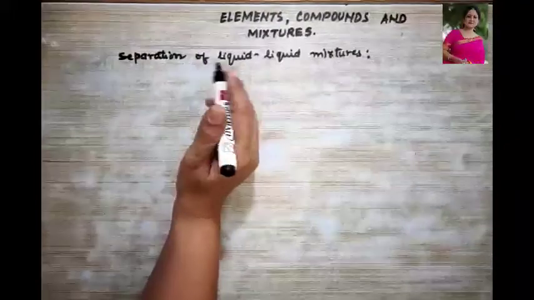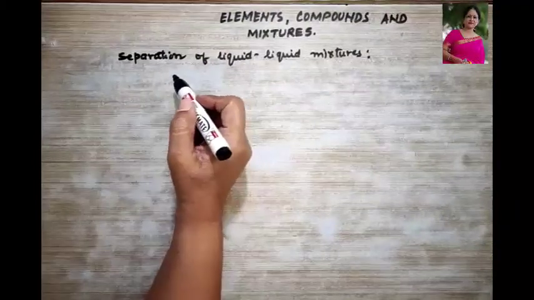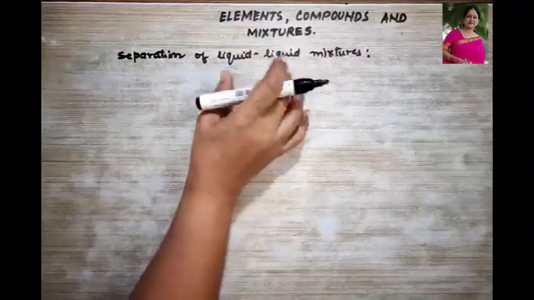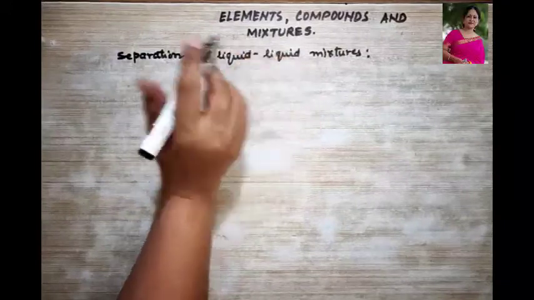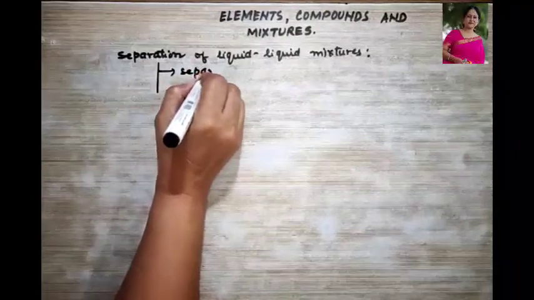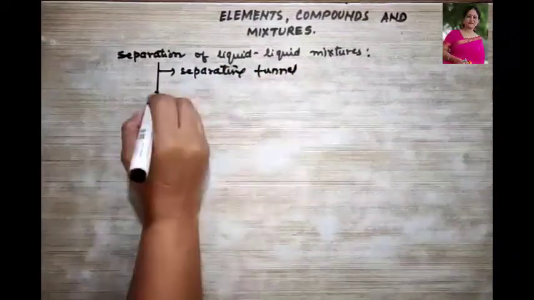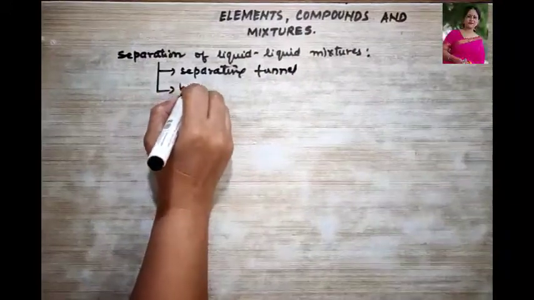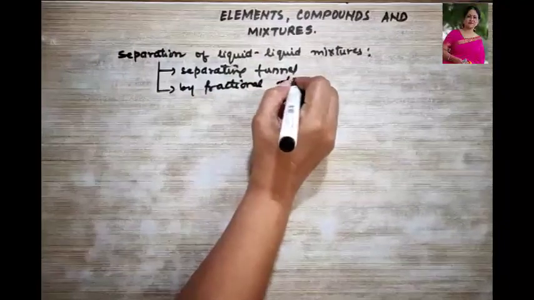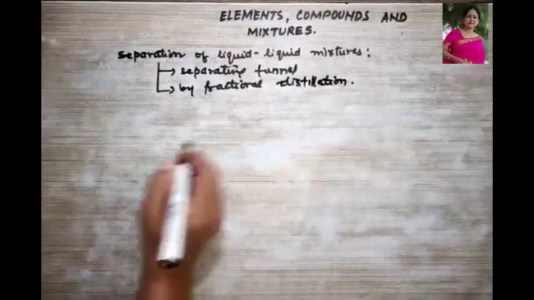We were studying the separation of different types of mixtures, and today we are going to talk about the separation of liquid-liquid mixtures. Okay. Liquid-liquid mixtures can be separated either by a separating funnel or by the fractional distillation method. Okay, so we are going to understand both methods here.